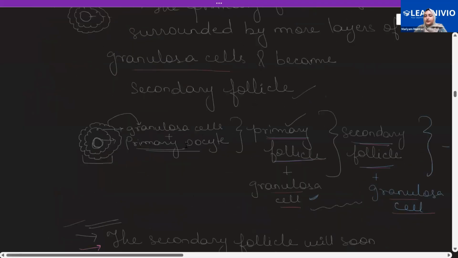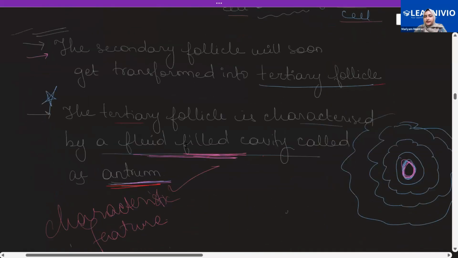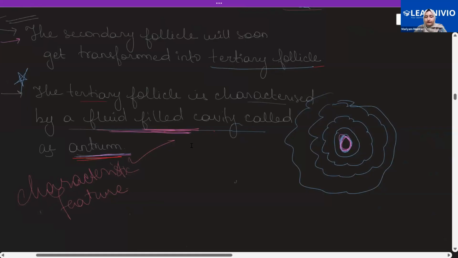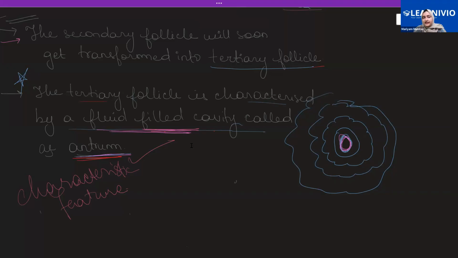And how do you know that it is a tertiary follicle? It's because the tertiary follicle has a large fluid-filled cavity, which we call the antrum. So the presence of the antrum signifies that it is a tertiary follicle.